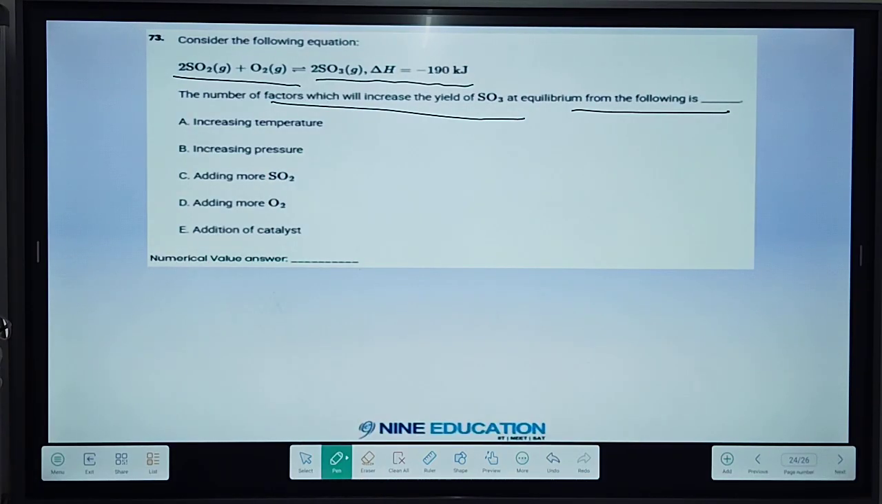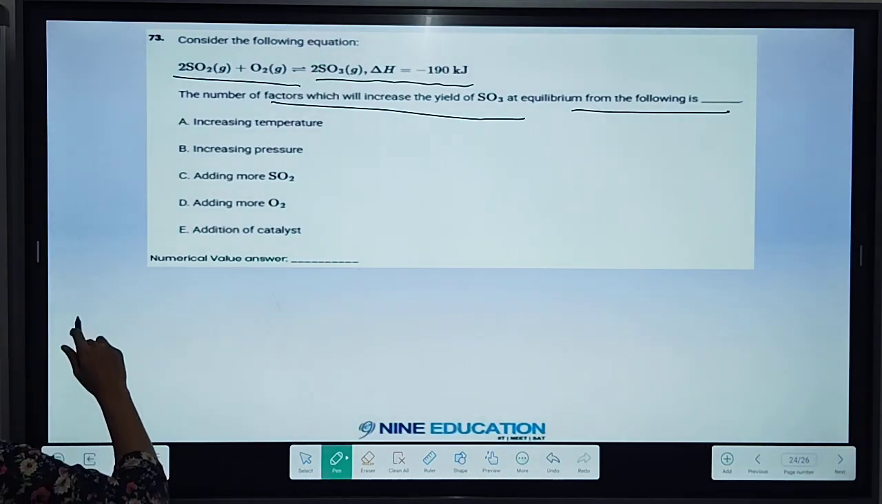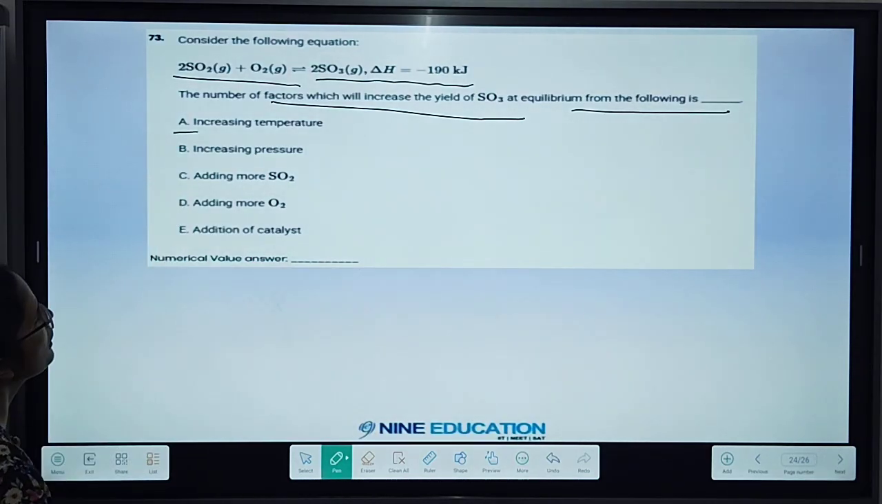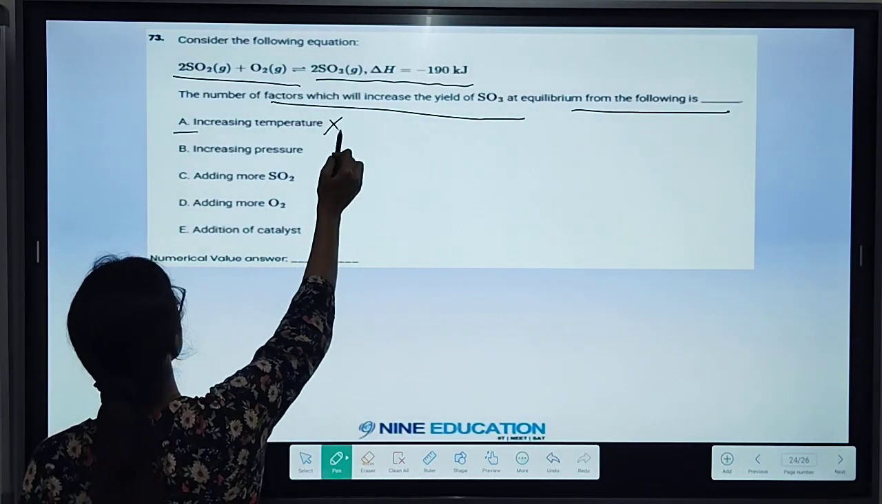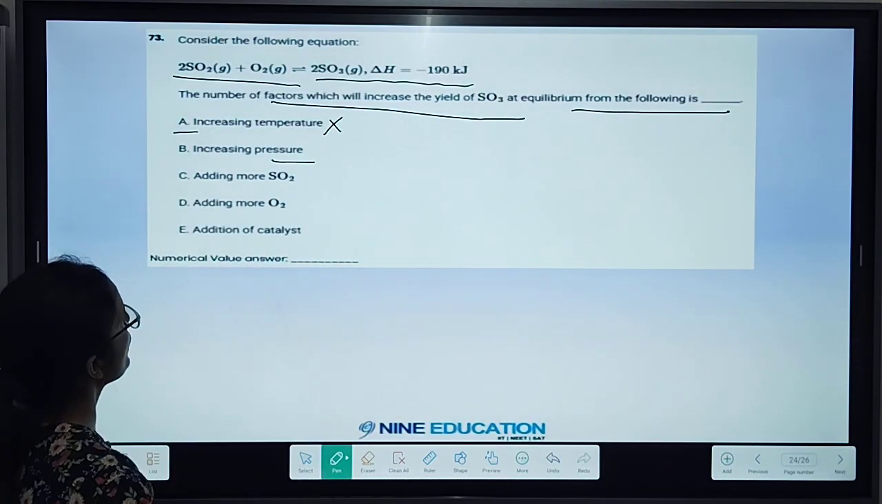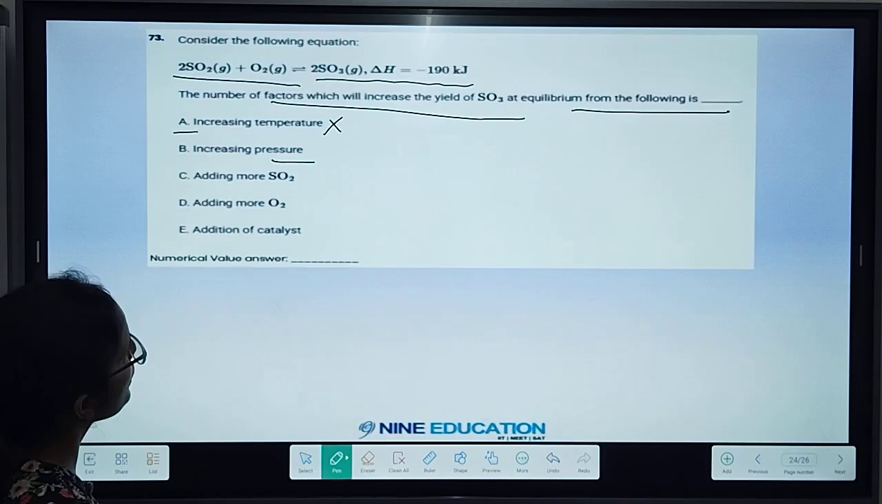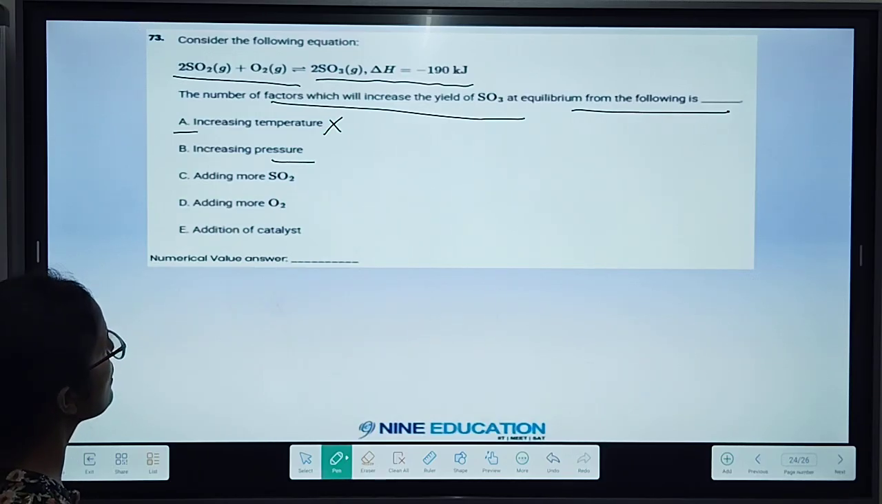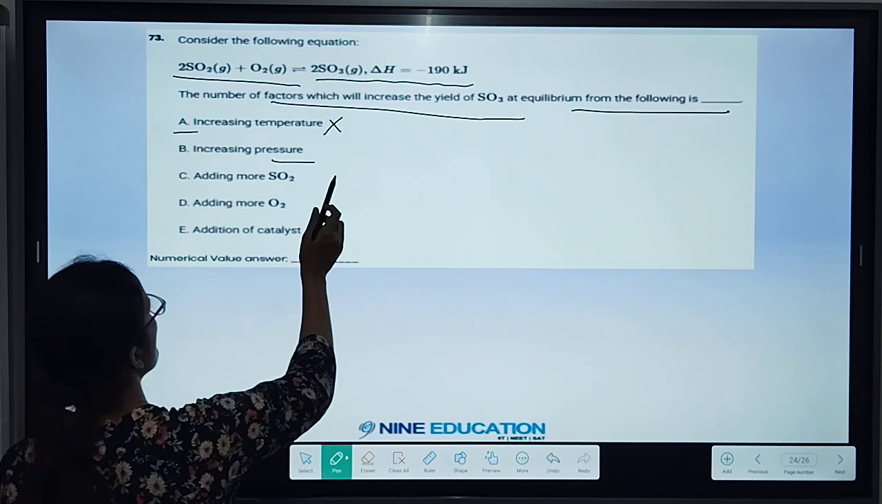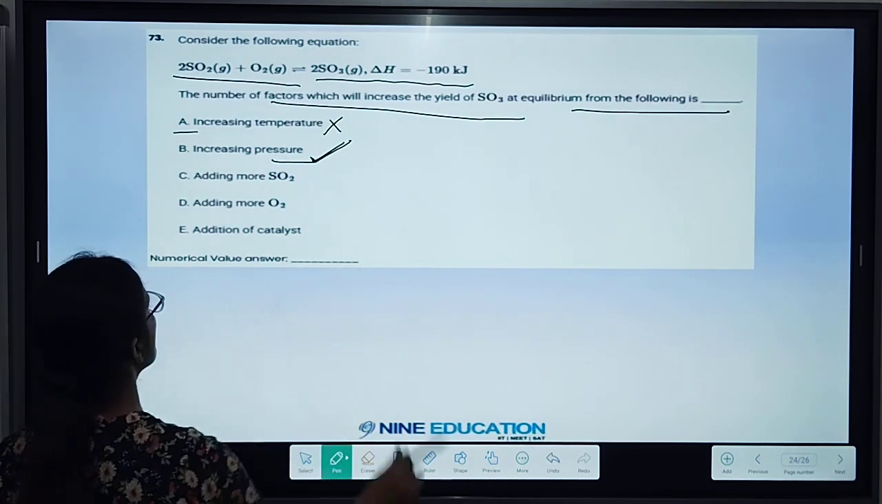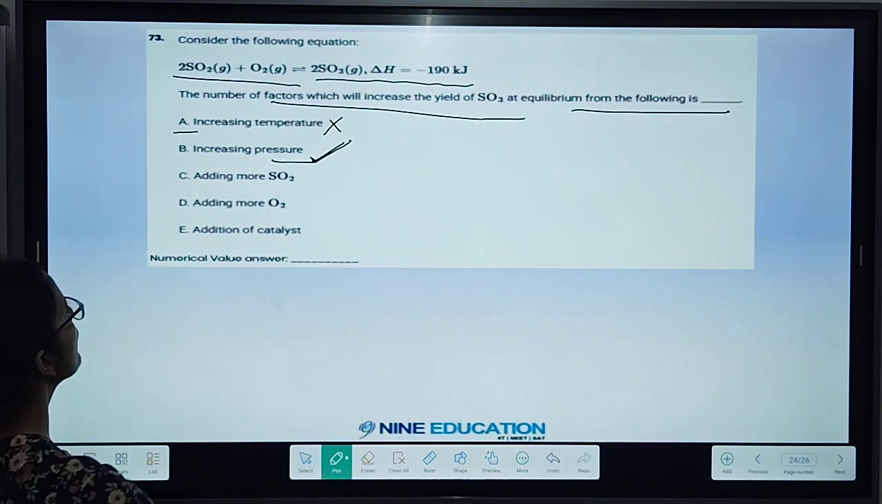We need to talk about which case it will lead to the increase in the yield of SO3. Okay, first one is A, increasing temperature. No, if we increase temperature, your reaction will go in the backward direction, so this will not be the answer. Okay, increasing pressure, right? If we increase the pressure, according to Le-Chatelier's principle, the reaction will move in the forward direction, so this will increase the yield of SO3.